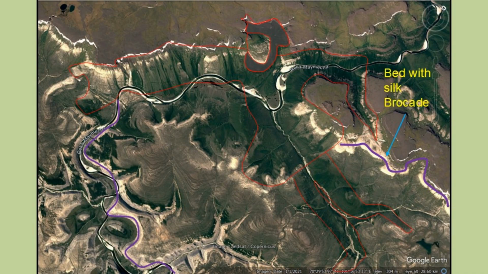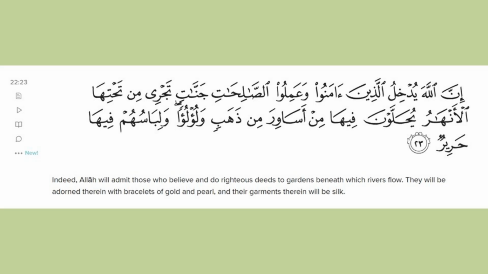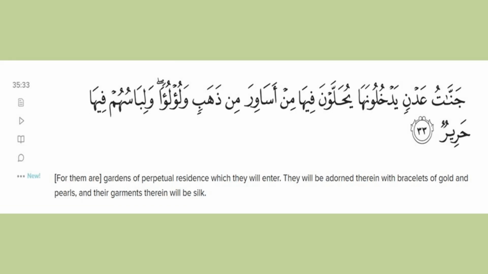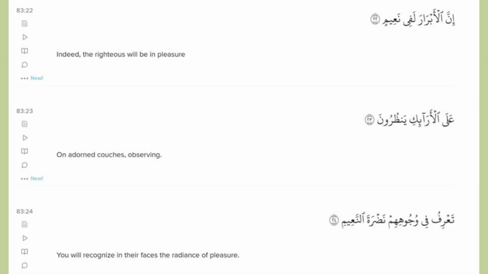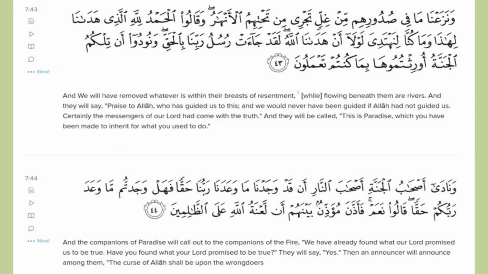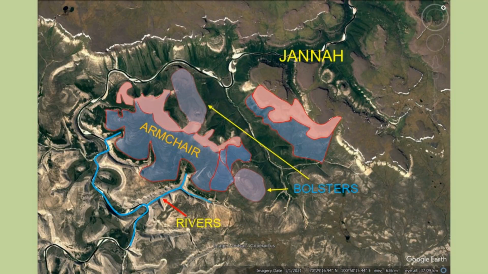In this picture, you can see a person sitting on a bed leaning on the bolsters which have a lining of silk brocade. It is also mentioned in chapter number 22, verse number 23, chapter number 35, verse number 33, chapter number 55, verse number 54, chapter number 83, verse number 23, and chapter number 7, verse number 43, that in the Jannah, people will be sitting reclining on bolsters on high-raised furniture, underneath which rivers are flowing. In this picture, you can see a person sitting reclining on bolsters on an armchair, underneath which rivers are flowing.